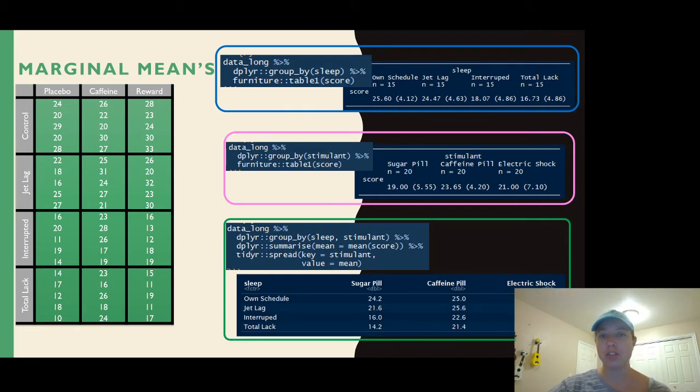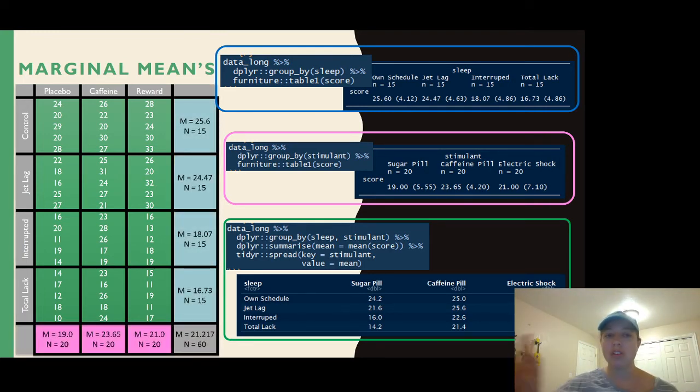So let's look at this green marginal means table that's on the slide for a second. I'm going to add first the sleep condition averages. So these are the sleep margins. I've labeled them blue, so it's collapsing across a row. There's 15 people in each sleep condition. And then in pink, I've collapsed down the columns. So across each stimulant, now we've got 4 green blocks stacked up in a column. So 5, 5, 5, and 5.